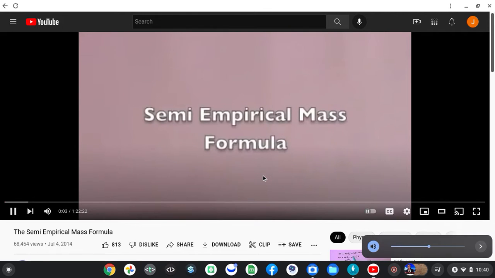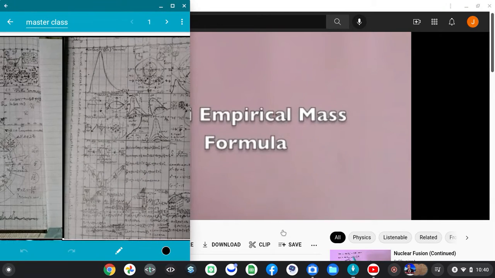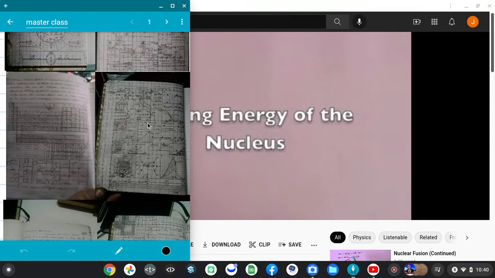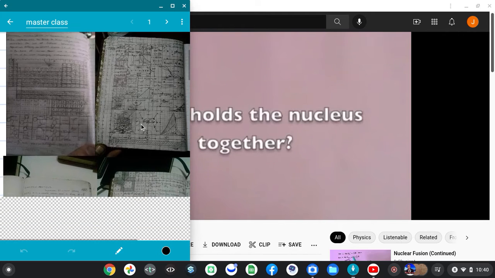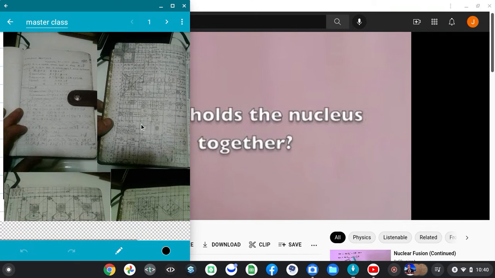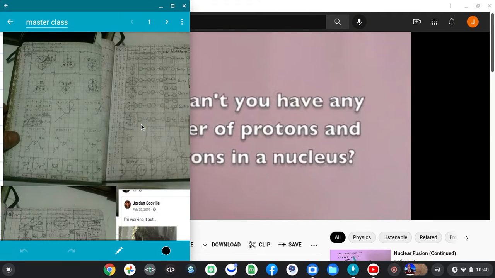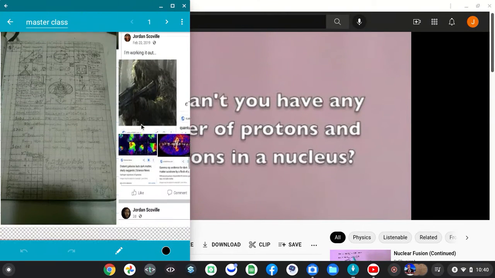Hello. Today we're going to look at the semi-empirical mass formula, or I could have called this the binding energy of the nucleus. There's a lot of material in here. I could have called it what holds the nucleus together, or I could have called it why can't you have any number of protons and neutrons in a nucleus.